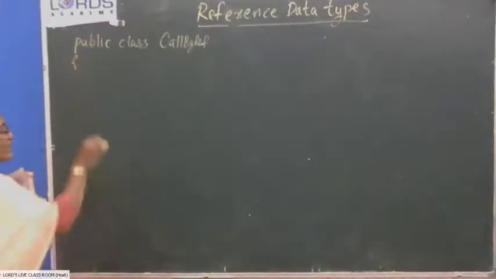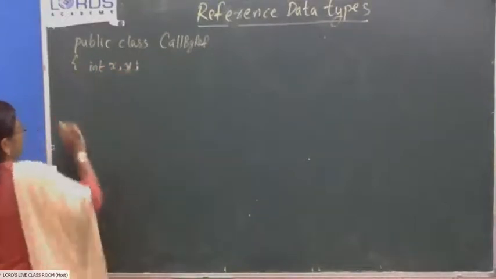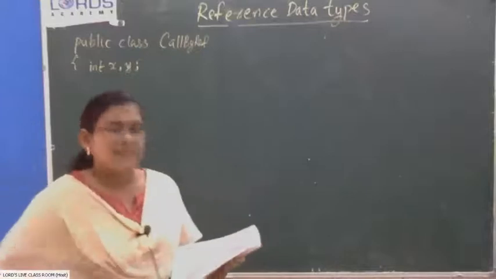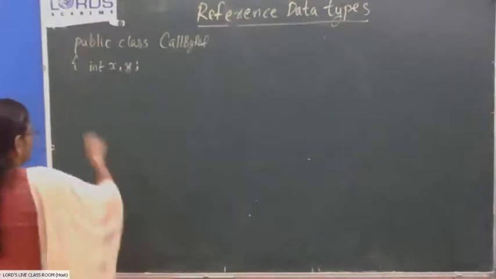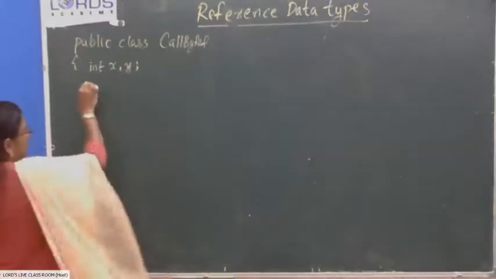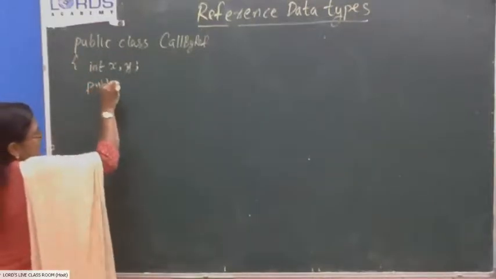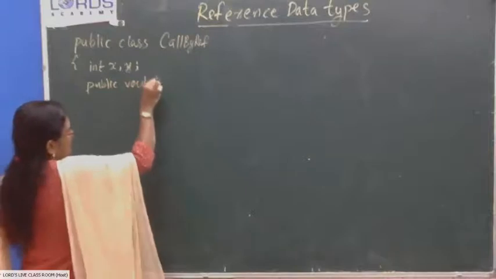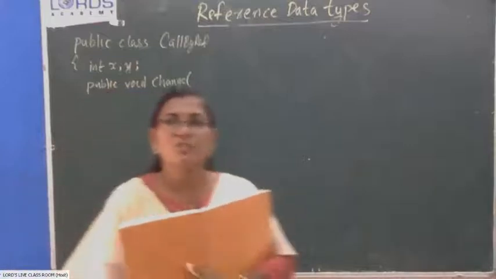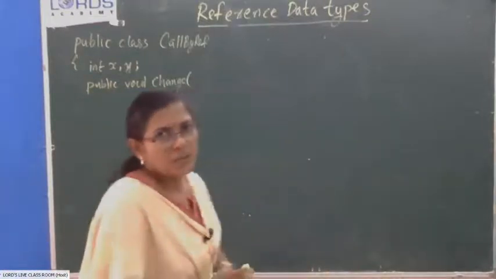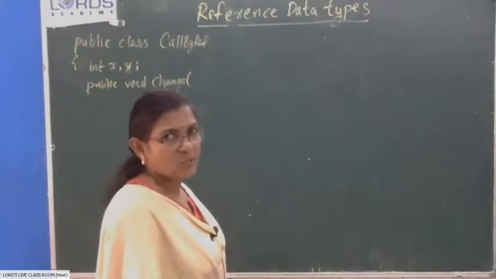Imagine that two variables are there, x and y. Int x, y. Two variables are declared. And there are two methods, one instance method and one main method. Imagine one instance method like public void change method. This method accepts an object of a class. I want to pass an object to this method to perform some calculation. An object of a class will be passed to this method.